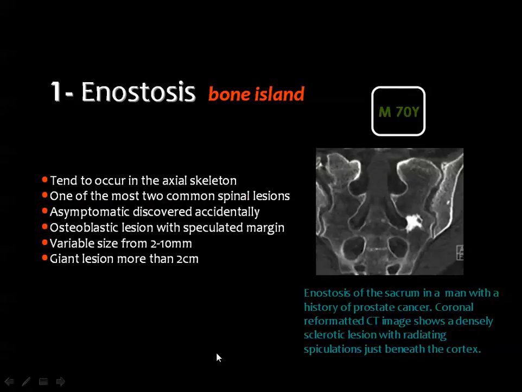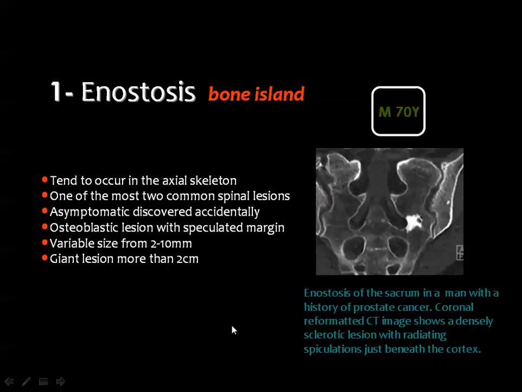Starting with the bone island, which is not actually included within the bone tumors, but many of the books include this bone island within the benign bone tumors. A bone island, also known as enostosis, is a sclerotic lesion which affects any part of the skeleton, and is commonly seen in the spine as well as in the flat bones.